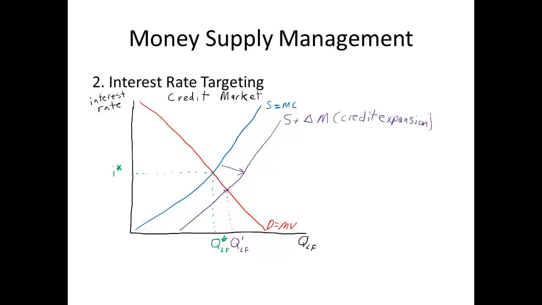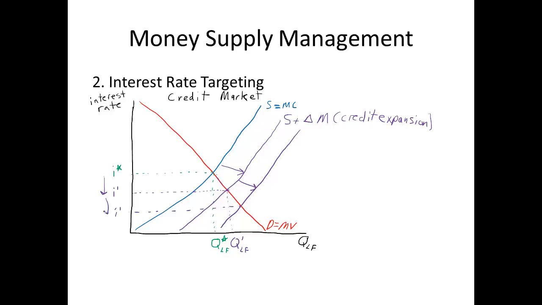And at a higher quantity, it's a lower marginal value, and it's a supply curve that's shifted out. So we realize that the interest rate is going to go down. Call it I prime. The interest rate goes down. Well, what does this indicate? The Fed can add more funds if it wants to push the interest rate down even more.